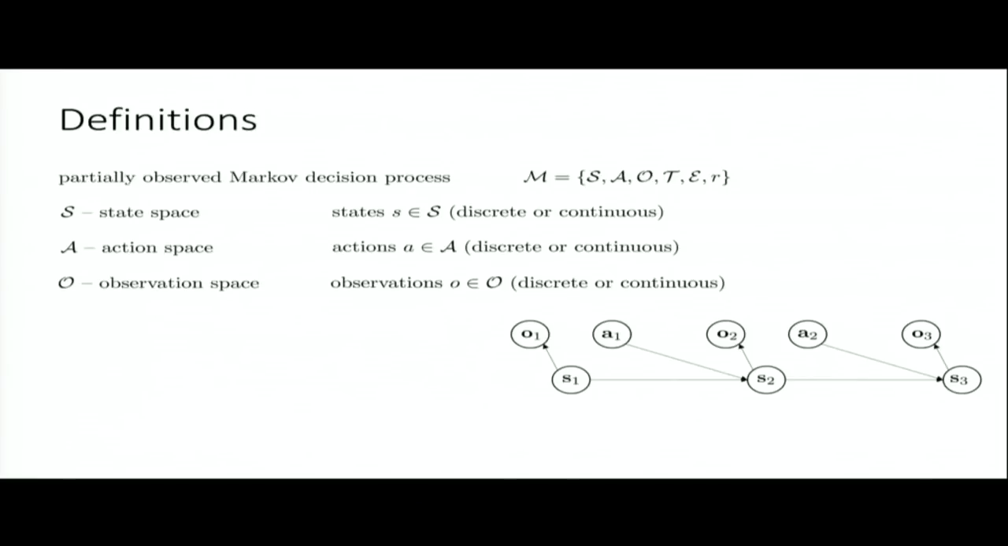But if you have a policy, then you have an edge over there. For now, we're not talking about policies. We're just specifying the problem. So the state gives rise to the observation, and the state and action give rise to the next state. So we have the same kind of transition operator.